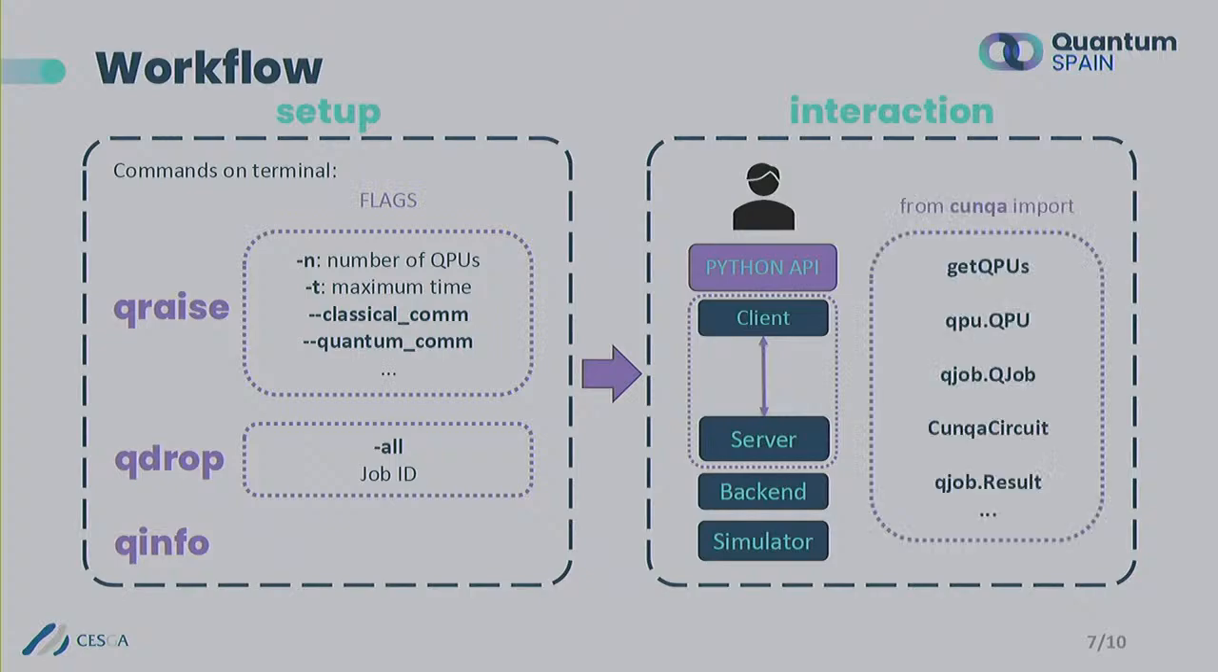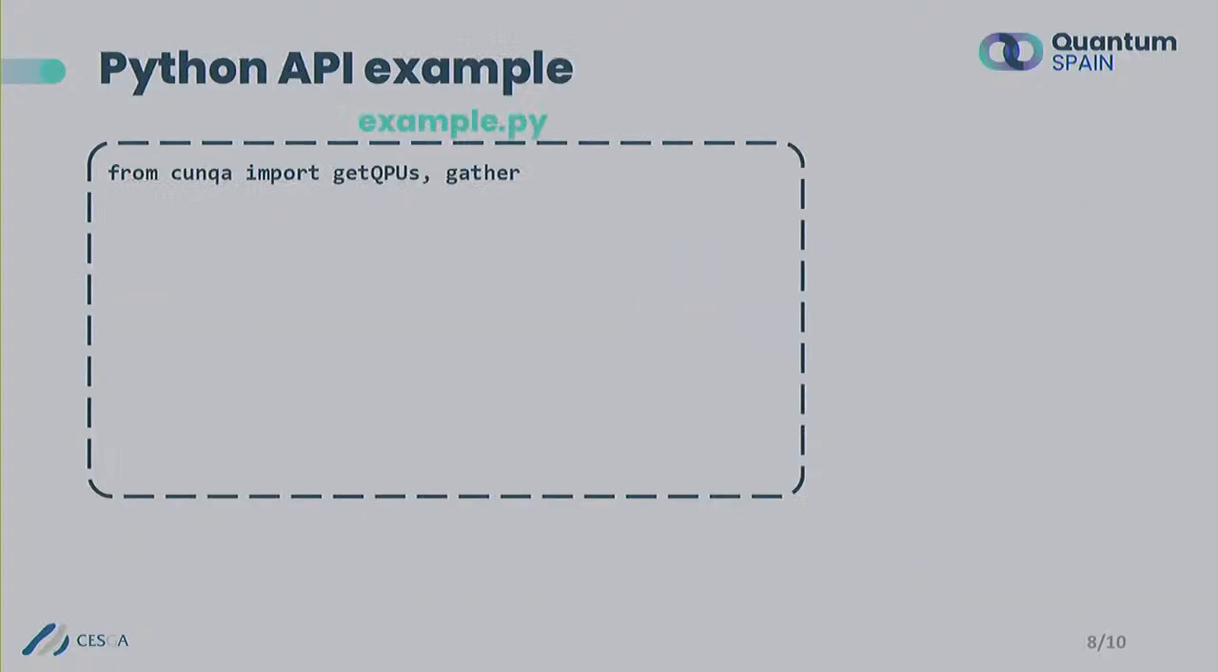So this is done by a Python library. You just import the needed functions to interact with it. So let's see an example. You would just have your Python program in Qiskit or so on. You can have your quantum circuit programmed with Qiskit or even with a Kunka circuit. And you would import get_QPUs and gather functions that we will see what they do.